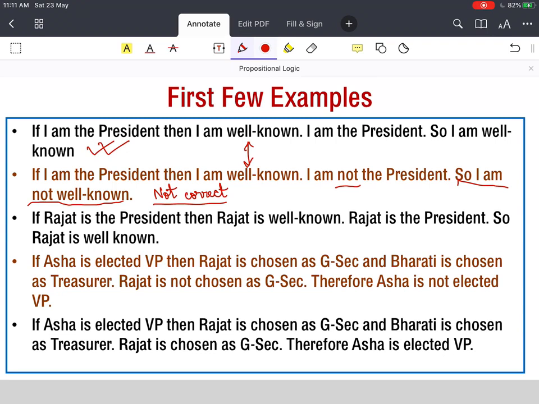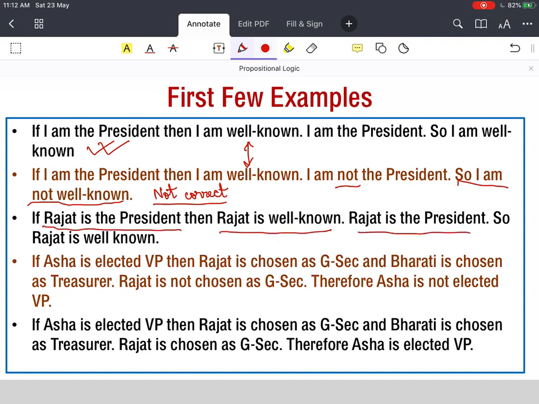And you will notice that this conclusion is actually not correct. This conclusion is not correct because while the first statement says that if I am the president, then I am well known, it does not say that if I am not the president, I am not well known. So this is where logic needs to be very precise. Since it does not say that if I am not the president, I am not well known, therefore, when I am not the president, it is not necessary that I am well known. But how shall we establish this as an infallible argument? We know through intuition that what we are saying is okay.